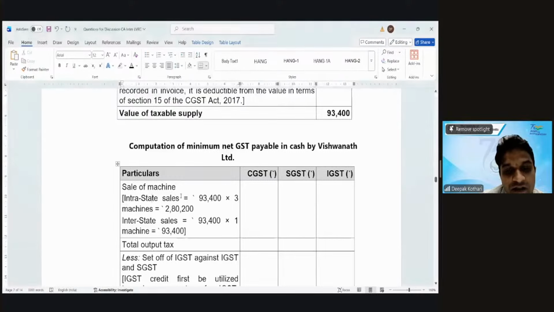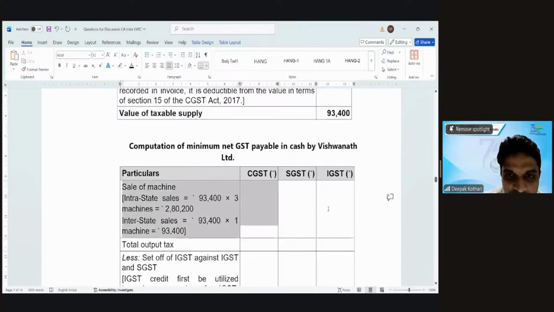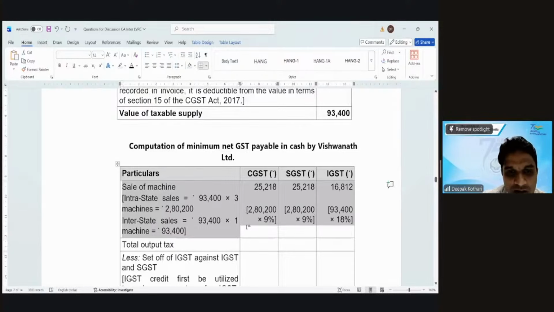Right? Sale of machinery interest. So we got the transaction value. On the transaction value into number of machines, and CGST, SGST how much, and IGST how much. Simple. So this is my total output tax.